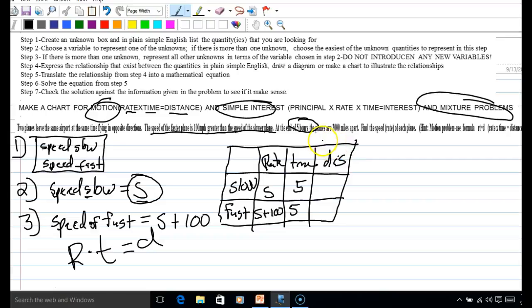So the distance, d, is equal to the rate times the time, so the distance will be found by multiplying these two quantities together. After 5 hours, the distance that the slower plane has traveled is 5 times s. Why? Because the distance is equal to the rate times the time. The distance that the faster plane traveled will be 5 times the quantity s plus 100.